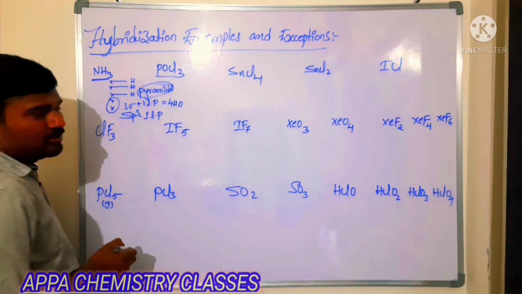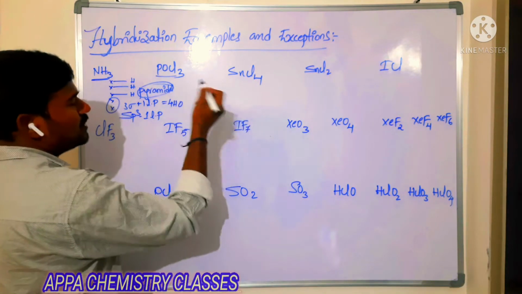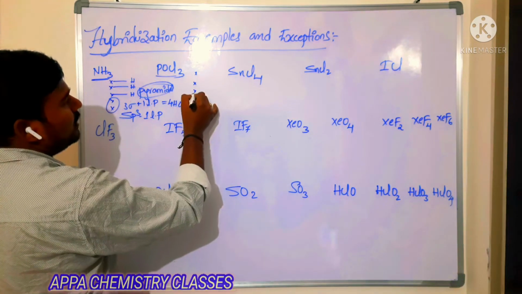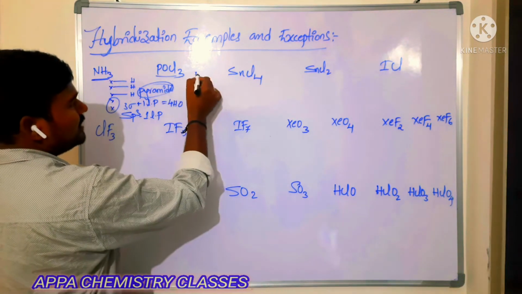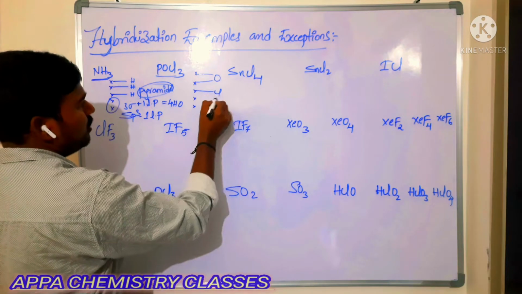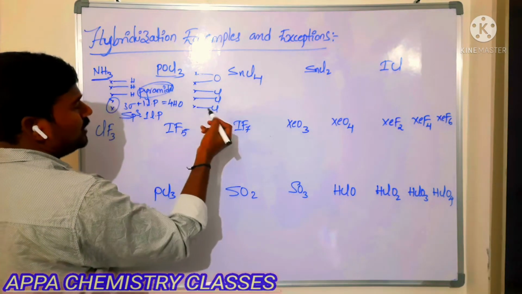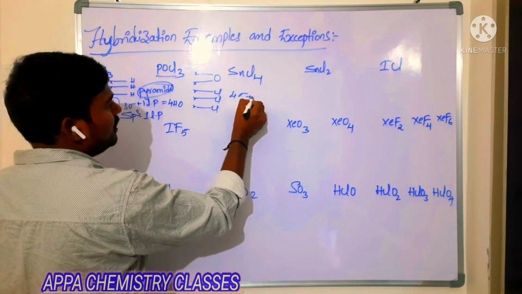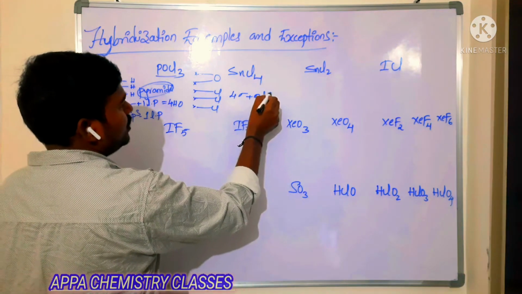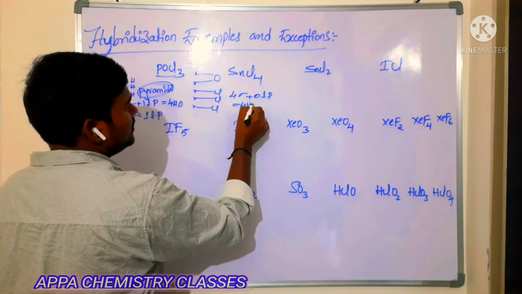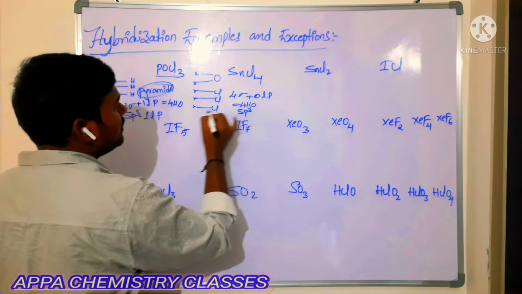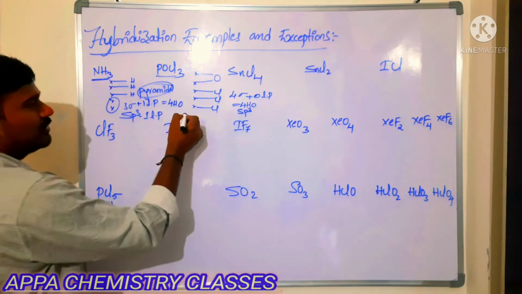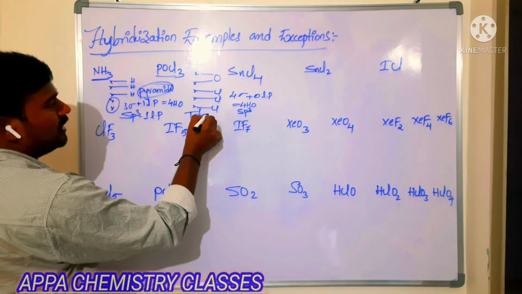Next, POCl3. Phosphorus belongs to the fifth group. Place the 5 dots. Oxygen requires 2 dots. Each chlorine requires 1 dot, 1 electron. So 3 sigma bonds plus 1 sigma bond, 4 sigma bonds plus 0 lone pair. So 4 hybrid orbitals, that is sp3 hybridization. So it is a tetrahedral molecule.